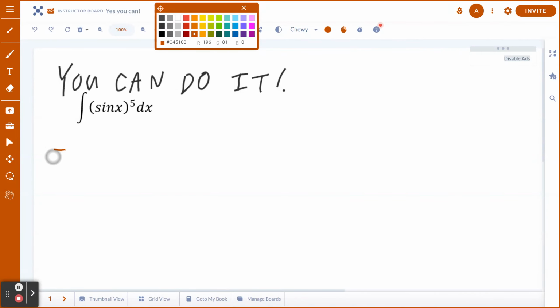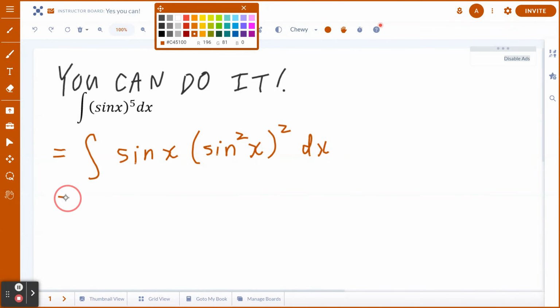Step 1. When you think about sin x to the power of 5, you can break this down as sin x times sin x to the power of 4. And of course, sin x to the power of 4 is (sin x squared) squared. And again, you're integrating this with respect to x.